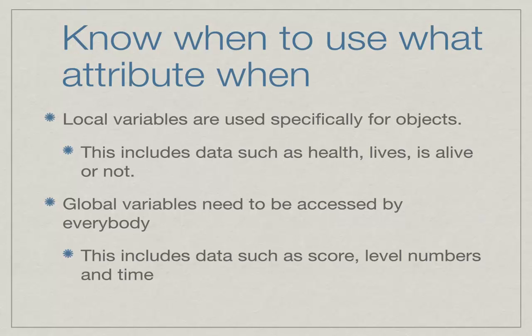Again, local variables are used specifically for objects in Stencyl. So let's say you have a player and it has a health. Health won't be a global, it will be a local, although you can make it global, but for the most part, health will only be attributed to that one specific object. Something like lives and is alive or not are other variables that we'll use. Global variables need to be accessed by everyone, so this could be data such as score, in-app purchases, level numbers, and time.